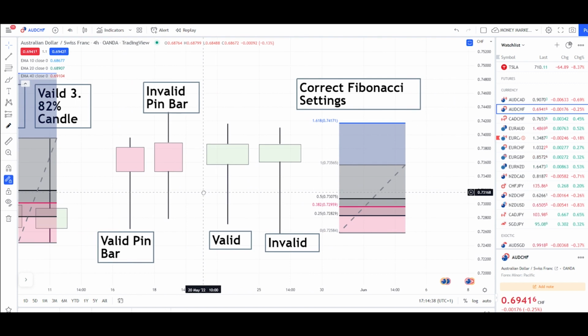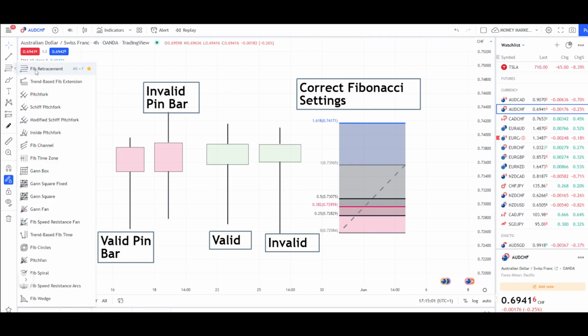You must have heard me talking about the pin bars a lot, or a 25% candle a lot. So this is how it looks. It has a long wick and a short body and covers only 25% of the wick, making this a valid pin bar. How to check if it's a valid pin bar or not?